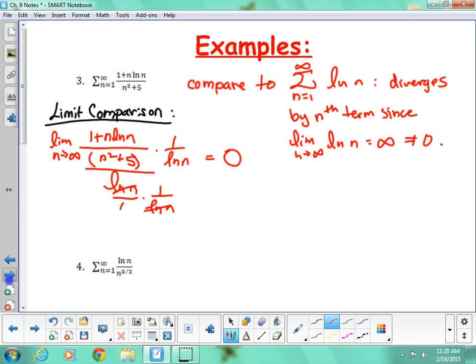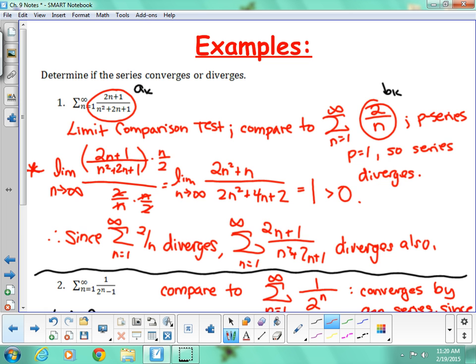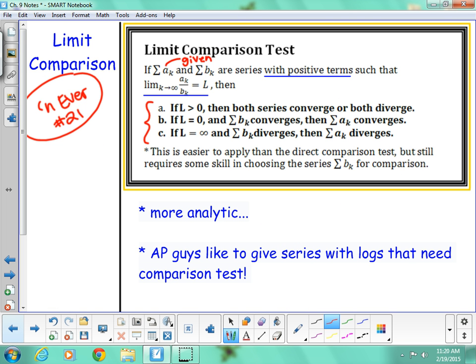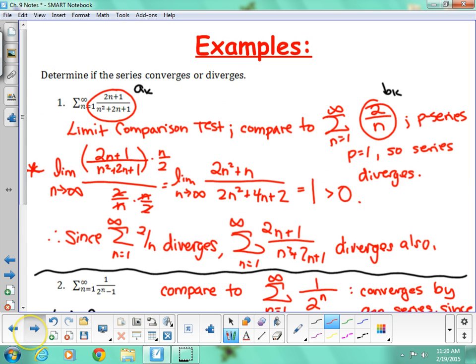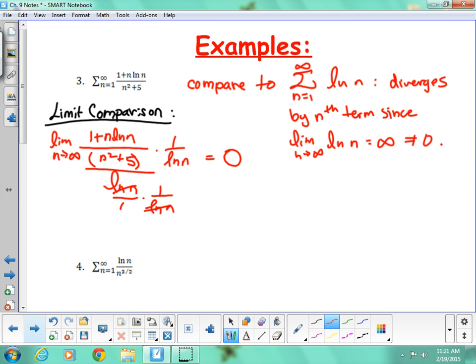Wait, what does our test say about 0? Oh, go back. Both converge. Converges. If the bottom converges, then the top converges. So it doesn't work? Wait, so it converges? Oh, the bottom converges. So did we figure out anything? No. But did we compare? Yes. Did we try? Yes. Did it work? No. That's why I said you don't have to write it down yet.